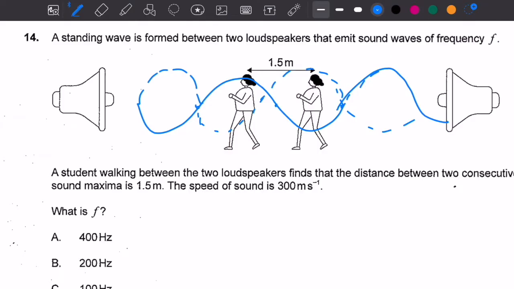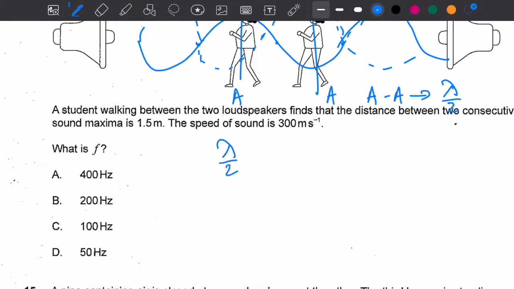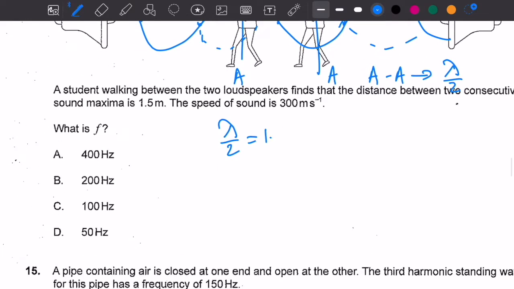So obviously if she hears a loud sound, she is moving from antinode to antinode. And we know the distance from antinode to antinode is half a wavelength. So half a wavelength is given as 1.5 meters. The wavelength of this wave must be 3 meters.